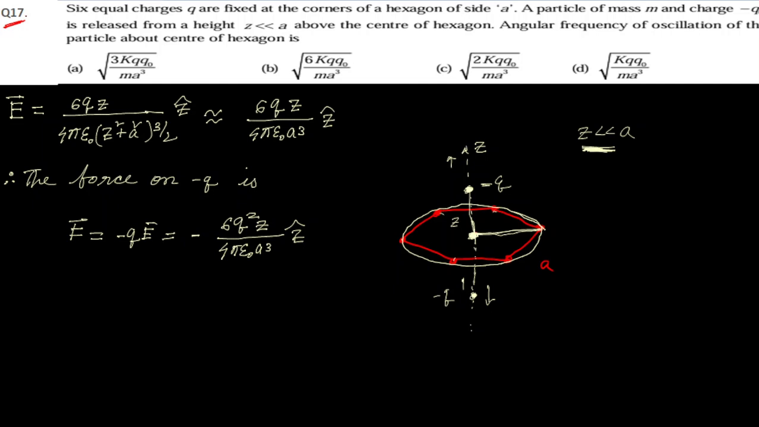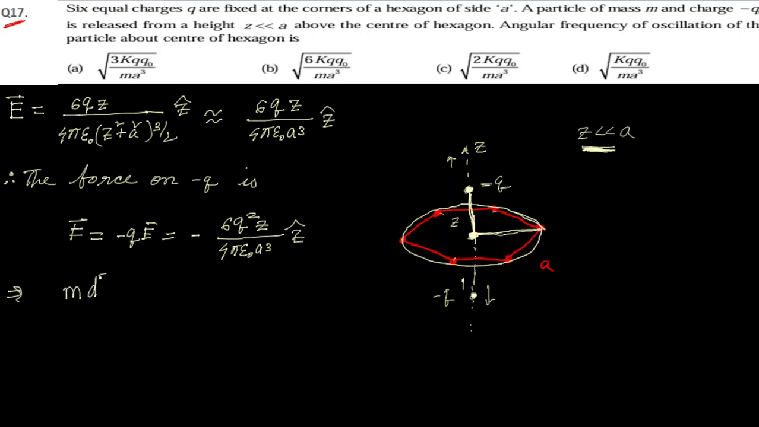Now if we give a little displacement from the center along this axis by a distance z and then release it, that means we are displacing the charged particle upward, but the net force on it is along minus z cap, that is downward, opposite to the motion, and proportional to the displacement from its equilibrium position. So in this case also the particle will execute SHM. What will be the equation of motion?